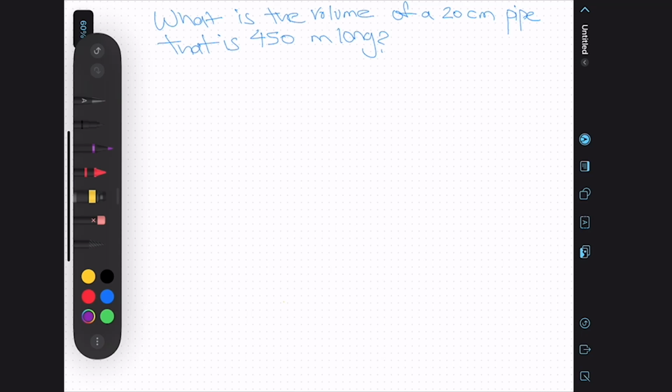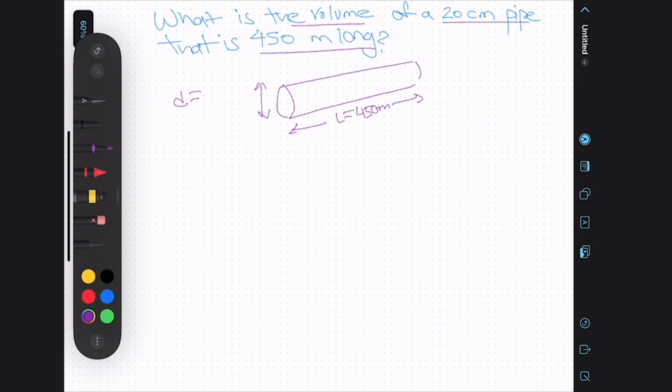All right, let's begin. So the question is asking, what is the volume of a 20 centimeter pipe that is 450 meters long? Now, whenever I get questions like this, I like to just draw a little visual for myself and write all of the given information on the diagram. So I'm told that the length of this pipe is 450 meters long, and I'm also told that the diameter of the pipe itself is 20 centimeters, and they're asking for the volume.